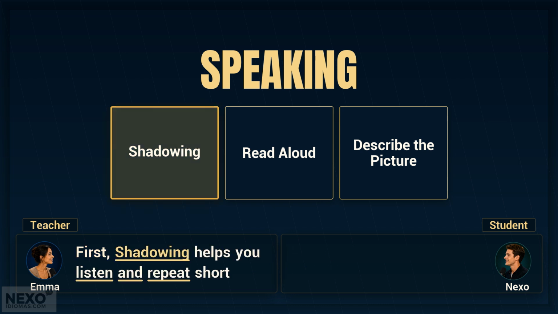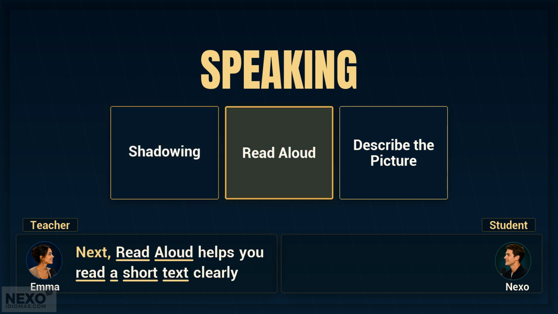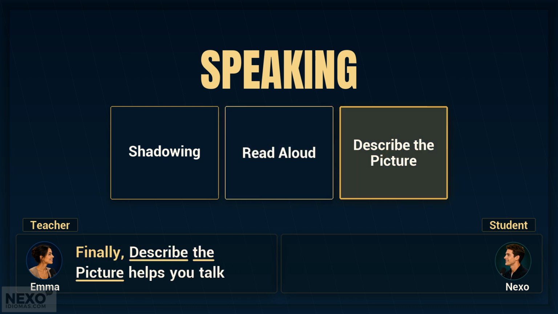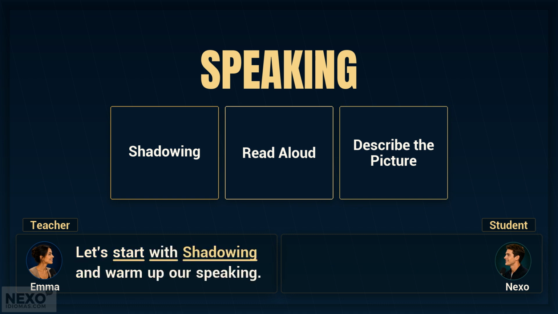First, shadowing helps you listen and repeat short phrases with good rhythm. Next, read aloud helps you read a short text clearly and with confidence. Finally, describe the picture helps you talk about an image using simple sentences. That sounds clear. I can try one step at a time. Exactly. Let's start with shadowing and warm up our speaking.